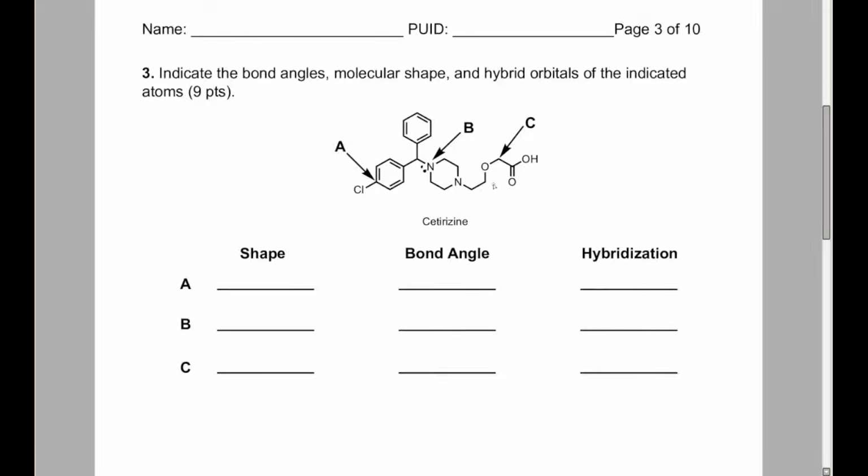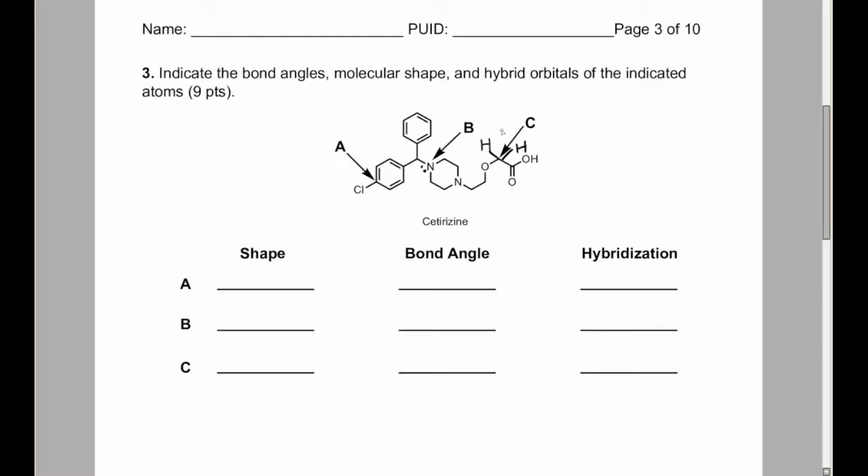Atom C is pointing at another carbon, and this carbon has 2 bonds shown, one to an oxygen and one to another carbon. So we need to draw in 2 hydrogen atoms to fill the octet. And now we're ready to start the problem.